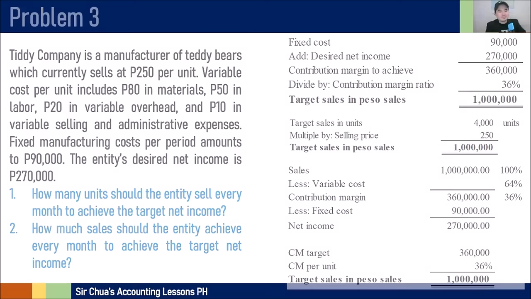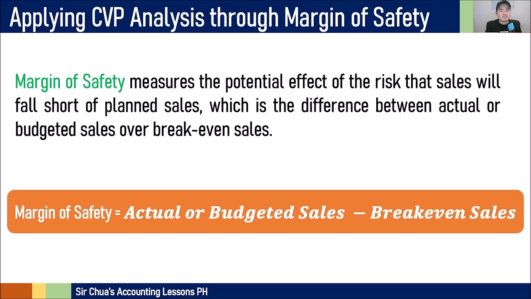Let's now move on to your CVP analysis through margin of safety. Ang margin of safety po ay ang measurement of the potential effect of the risk that sales will fall short of planned sales, which is the difference between your actual or budgeted sales and break-even sales. Ibig sabihin po, pag sinabing margin of safety, kung ito yung break-even sales mo at ito yung budgeted sales mo, dapat yung sales mo ay within that certain margin lamang.